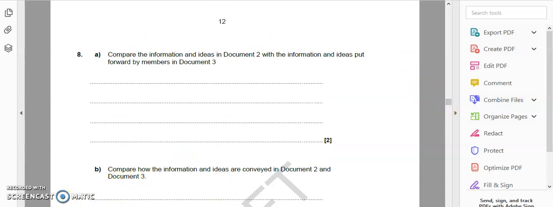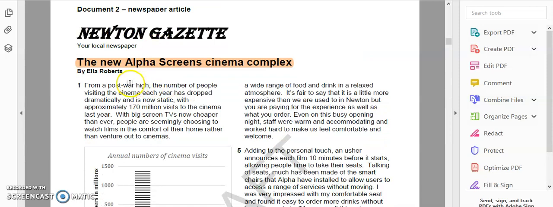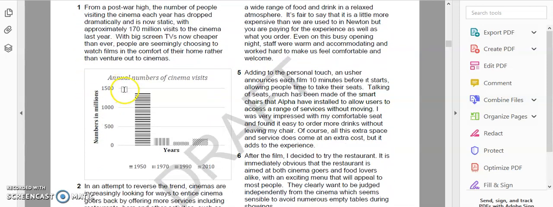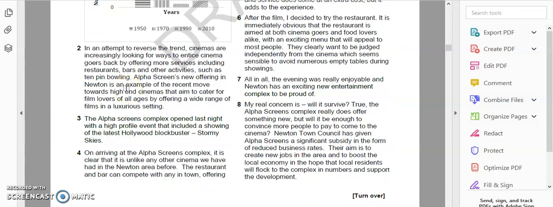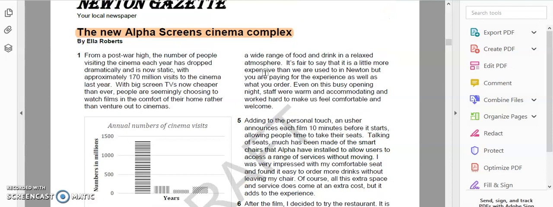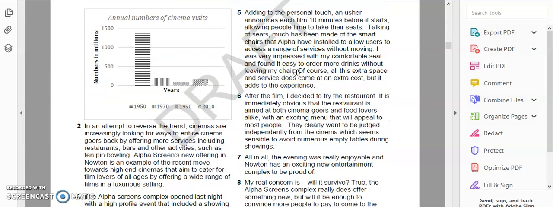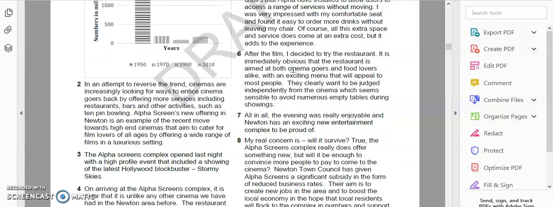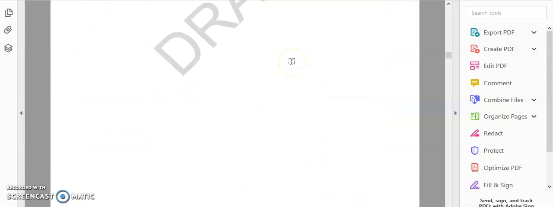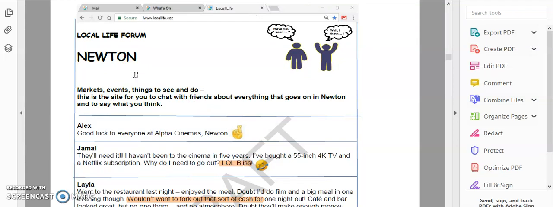So if we go back to document 2, the main ideas we get from this really is that people aren't going to the cinema as much anymore, that this new alpha screens complex is actually really nice, it's really good, and that even though it's really nice, it might not actually survive. So what we want to do is cross-reference that and see what information ideas we can find in this document 3. So if you want to pause the video and have a go at that now.